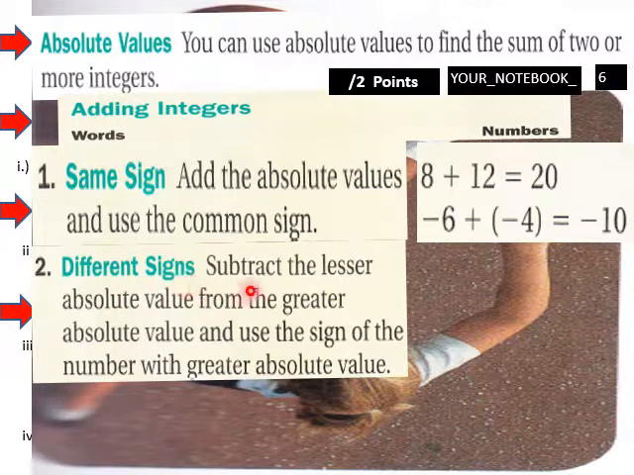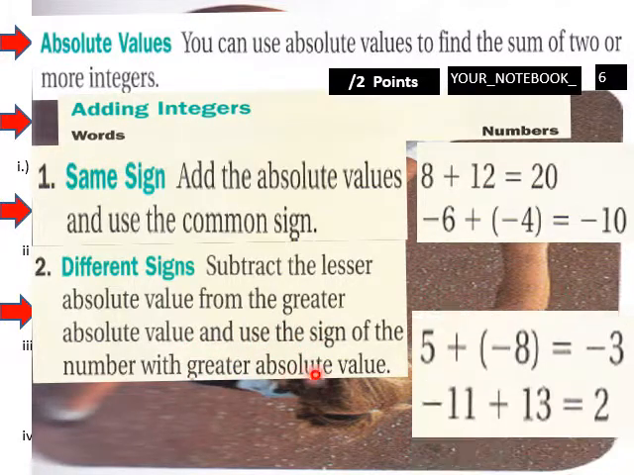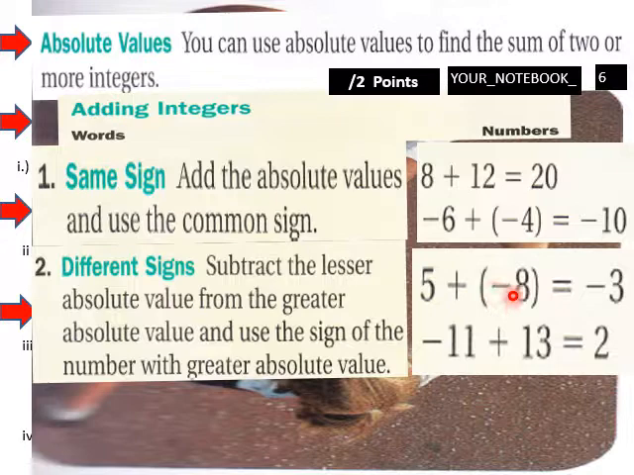And now two different signs. Subtract the lesser absolute value from the greater absolute value and use the sign of the number with a greater absolute value. So 5 plus a negative 8, which is a greater integer, negative 8. So 5 plus a negative 8 will be negative 3. So we start at negative 8, we go to the right 5 units, and we end up in negative 3. And then negative 11 plus 13, which is the greatest number? 13. So we start at 13, we go to the left 11 units, and we end up at positive 2.